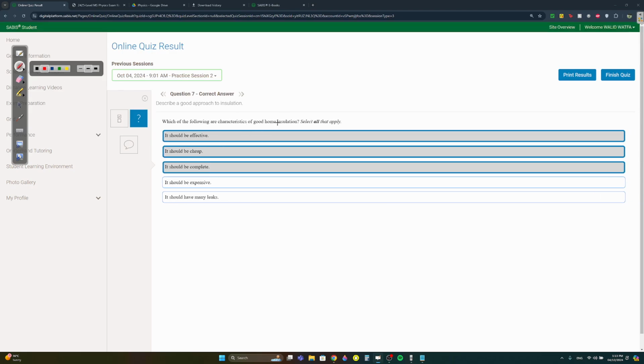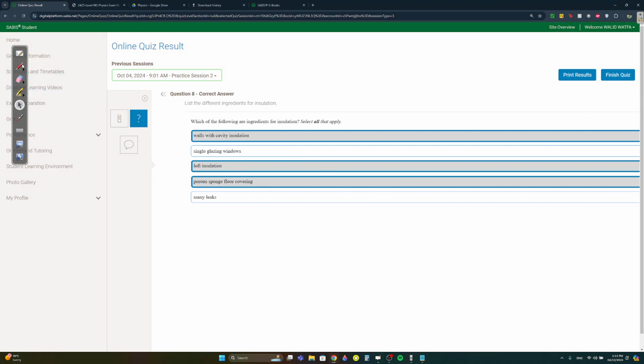Okay, which ones are characteristics of good home insulation? Obviously, it should be effective, it should be cheap, it should be complete. It should be expensive, of course not. It should have leaks, of course not. There are many people who got the question wrong. It was a poorly answered question in the AMS. Let me finish this and I'll tell you.